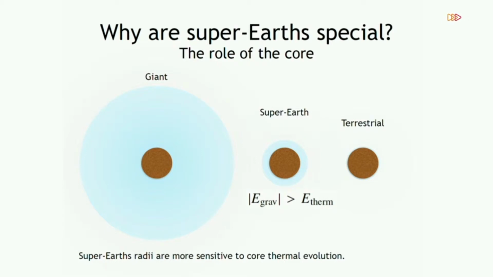On the other hand, we have the terrestrial objects, where we don't have an envelope at all, or we have a really, really small fraction of gases. And in this case, the thermal evolution or the thermal properties of the terrestrial core almost don't affect its radius. But a super-Earth is somewhere between, meaning that most of the energy, because most of the mass is in the core, is in the core, but what determines the observed radius is the envelope. As a result, super-Earth planets are much more sensitive to core thermal evolution.